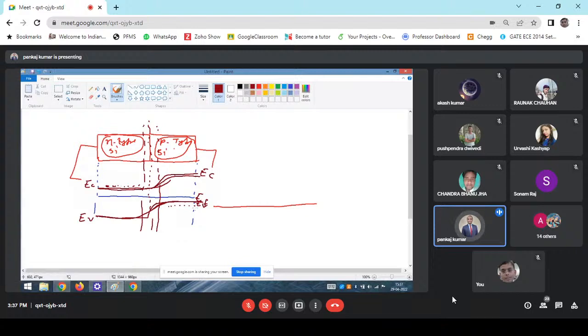There will be a change in the concentration of electrons and holes, and therefore diffusion of electrons and holes will take place. That's why a depletion width develops in a diode, and this depletion width becomes constant after some time because of the electric field developed, which further opposes the movement of electrons and holes from each other.